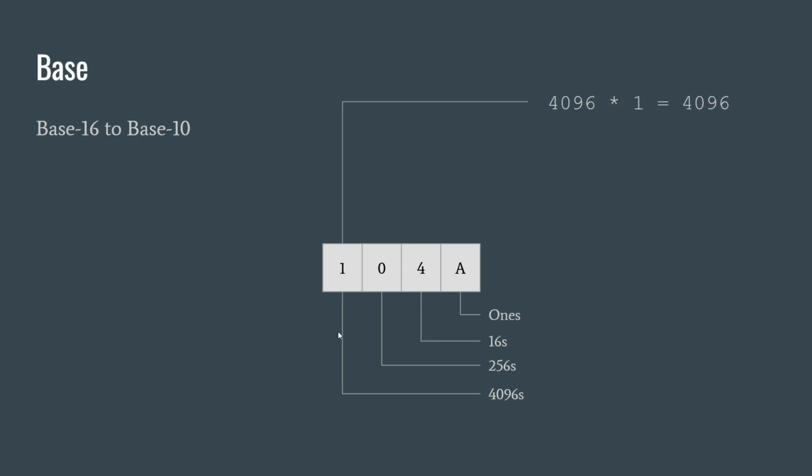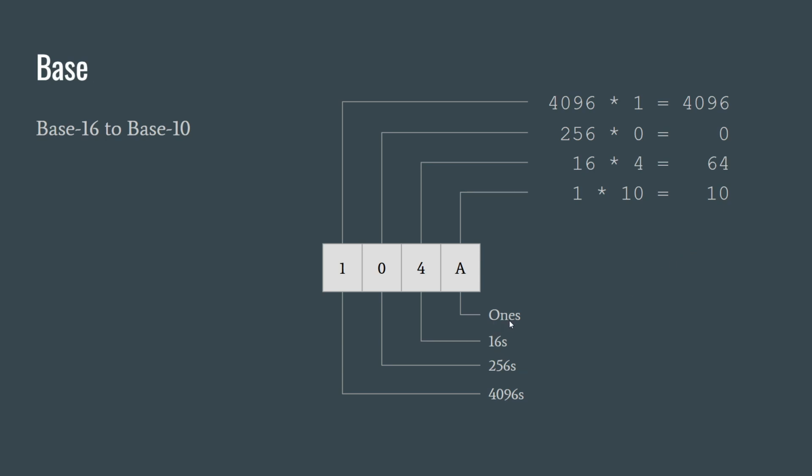Just like base 10, we're going to take each number, add a place, and multiply it by the place value. So here we have a 1 in the 4096th place. So we're going to say 4096 times 1 equals 4096. We have a 0 in the 256th place, so we're going to do 0 times 256. In the 16th place, we have a 4. So we're going to do 16 times 4, which is 64.